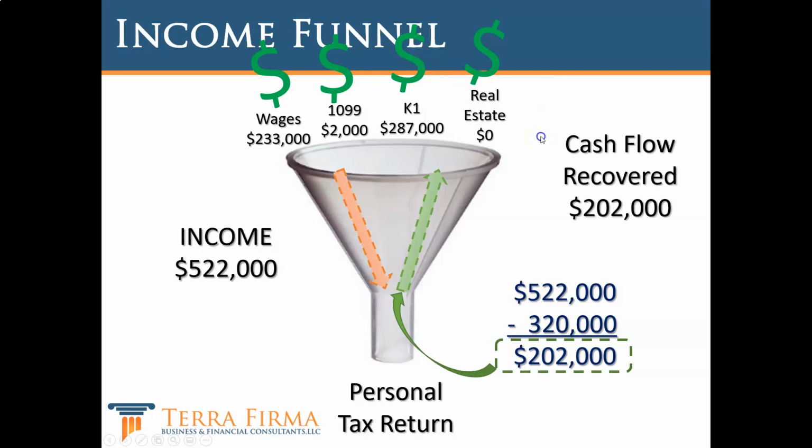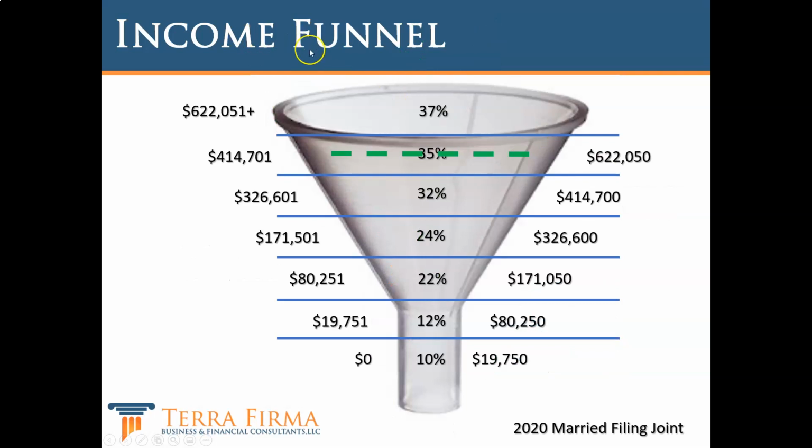Okay, and so what we need to understand is this cash flow, we recovered 202 from taxes. So let's take a look at how the income funnel looks from a tax bracket perspective. So what we did was we looked at the very bottom of the bracket, which is your 10%. You're going to have to pay this. And so it progressively goes up based on how much income you have. It's called the progressive tax system, or a progressive tax bracket.